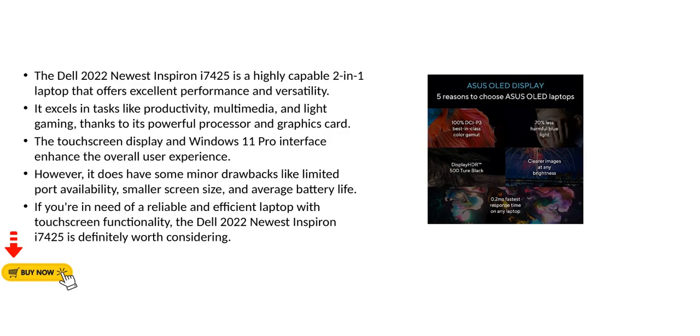The Dell 2022 newest Inspiron i7425 is a highly capable 2-in-1 laptop that offers excellent performance and versatility. It excels in tasks like productivity, multimedia, and light gaming. Thanks to its powerful processor and graphics card, the touchscreen display and Windows 11 Pro interface enhance the overall user experience. However, it does have some minor drawbacks like limited port availability, smaller screen size, and average battery life.